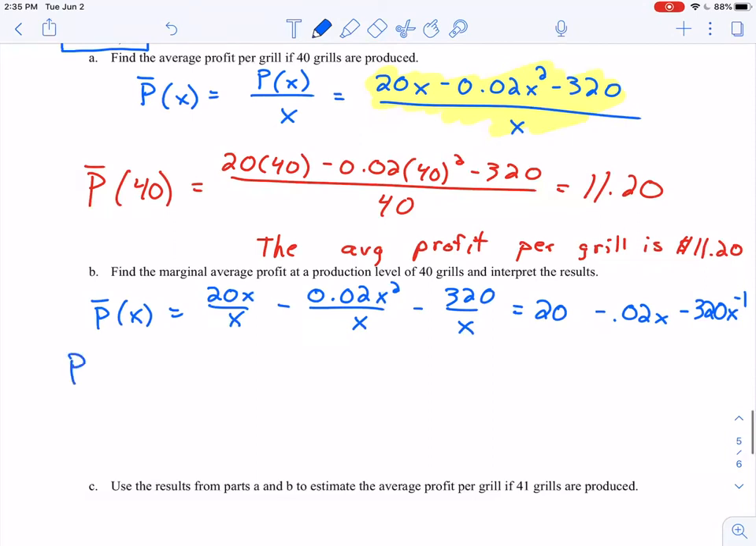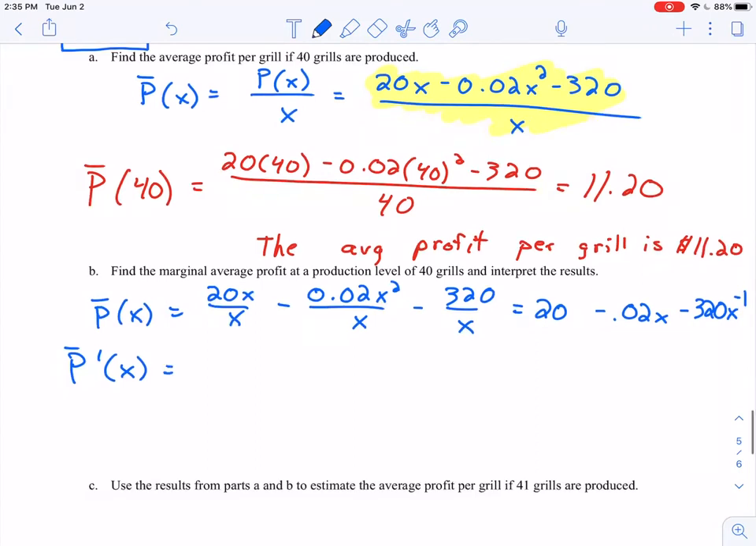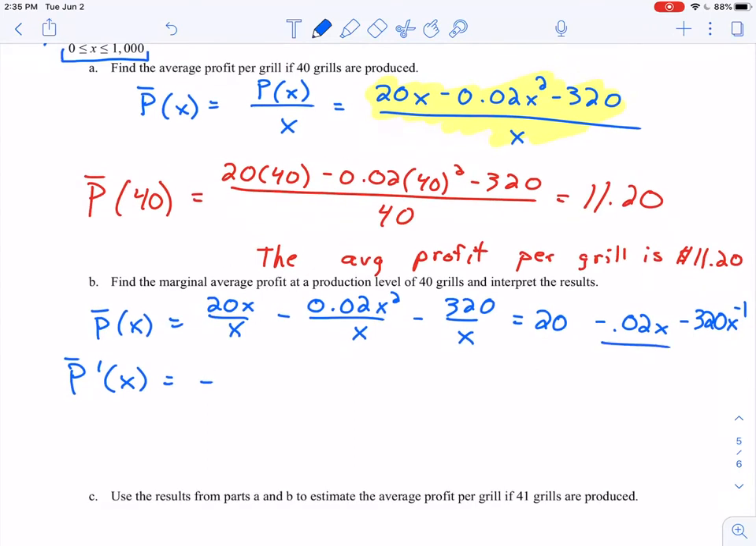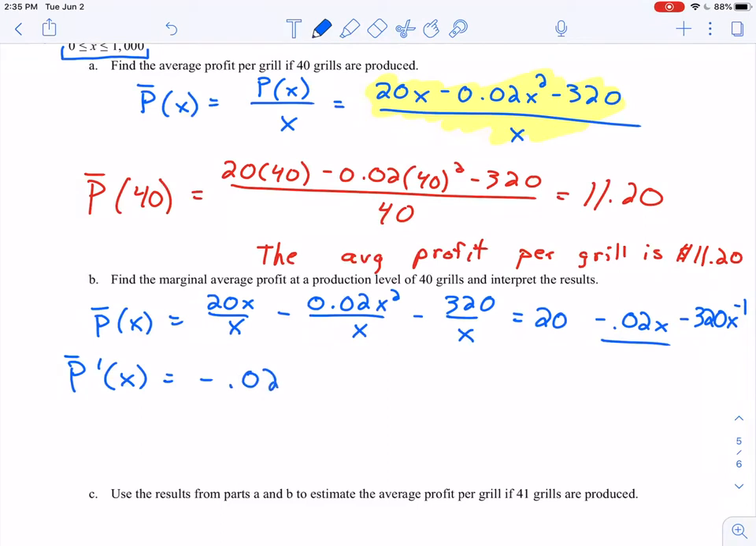I need to now take the derivative, so P bar prime of x. Derivative of 20, I know that's just going to be 0. Derivative of negative 0.02x should be negative 0.02. Here, again, be very, very careful with this negative 320x to the minus 1 power. So I'm going to start by multiplying by my power, so negative 320 times negative 1 gives me a positive 320x, and then I subtract 1 for my power. I should have x to the minus 2 power.